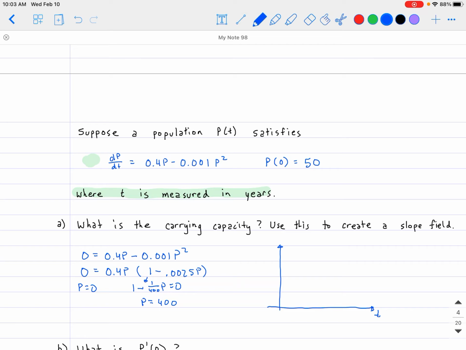So t is your independent variable. dp dt is going to be over here. We have the equilibrium solutions, and equilibrium is basically when you have the horizontal asymptotes. So here's the bottom horizontal asymptote at p equal to 0, and here's the top horizontal asymptote at p equal to 400. And right there, we are now just going to draw a generic slope field to show you how that is going to look.